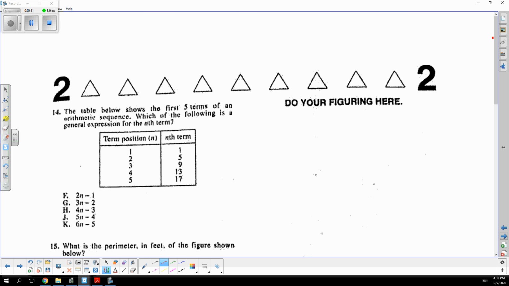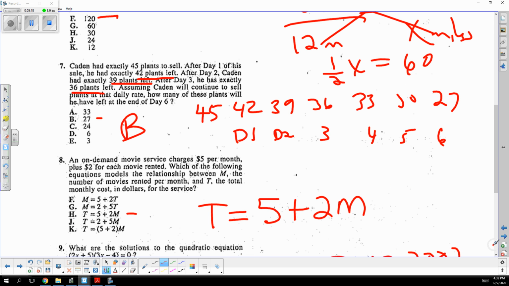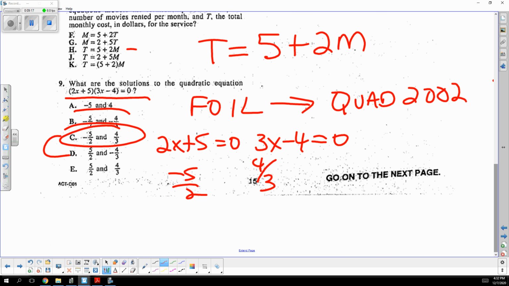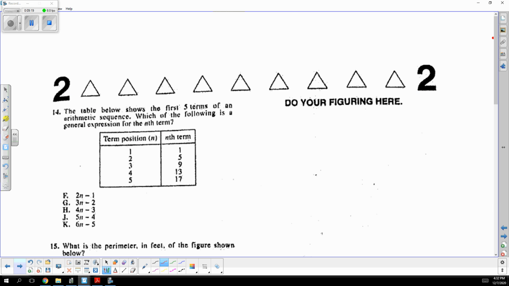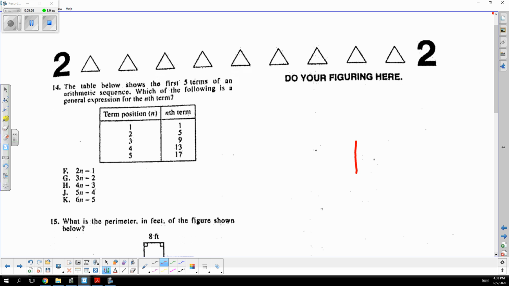Why has that page disappeared? I can't find it all of a sudden. So the page just disappeared. All right, well, I'll do it over here.